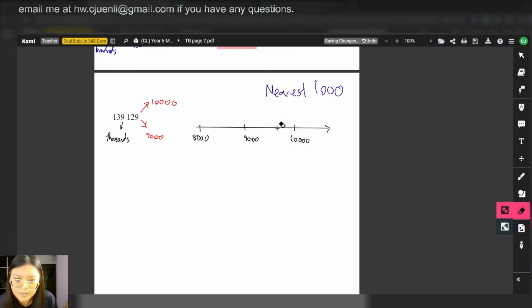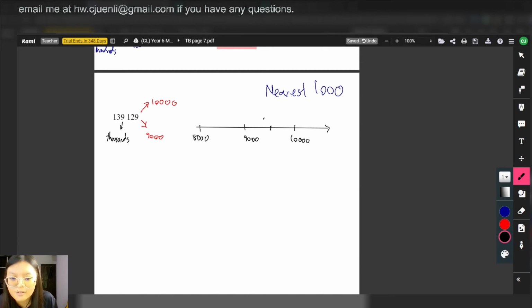Okay, that's not the middle. Let me just move slightly in the middle a bit. Do forgive me if I'm not really in the middle for those people with OCD. Yes. So it's 9,500 in between them.